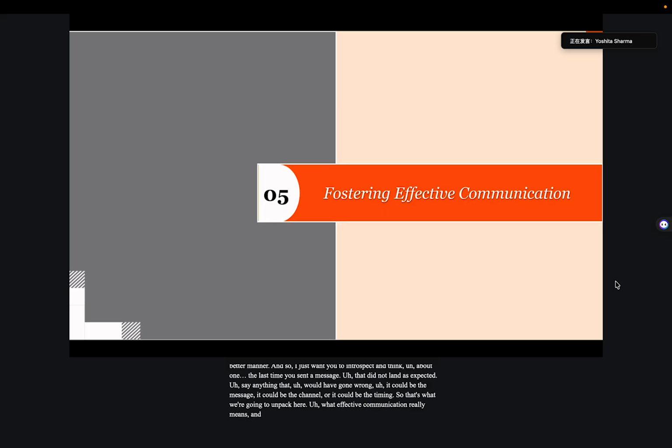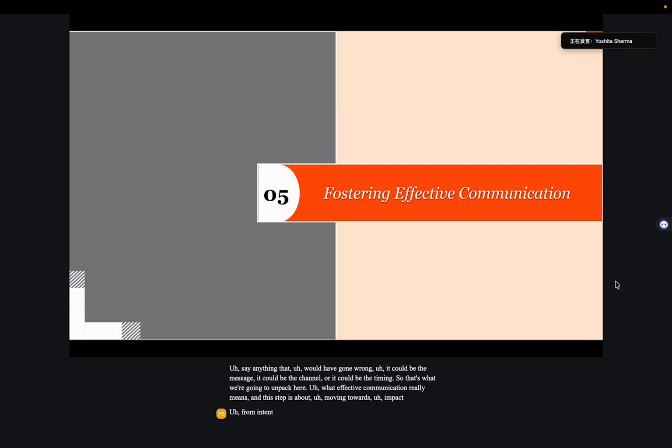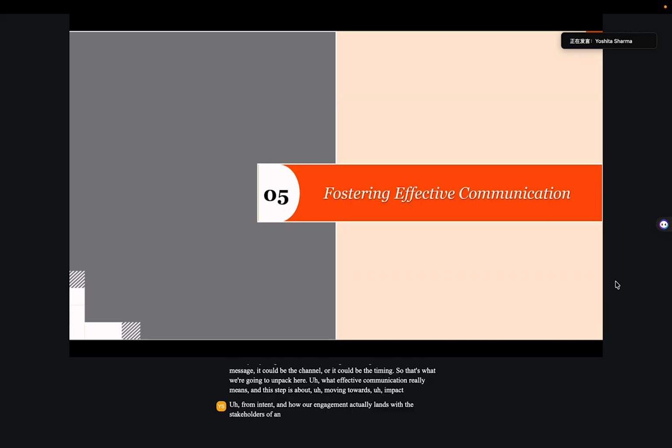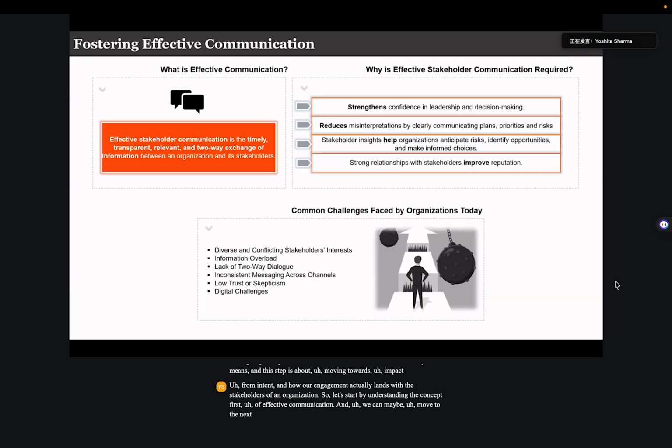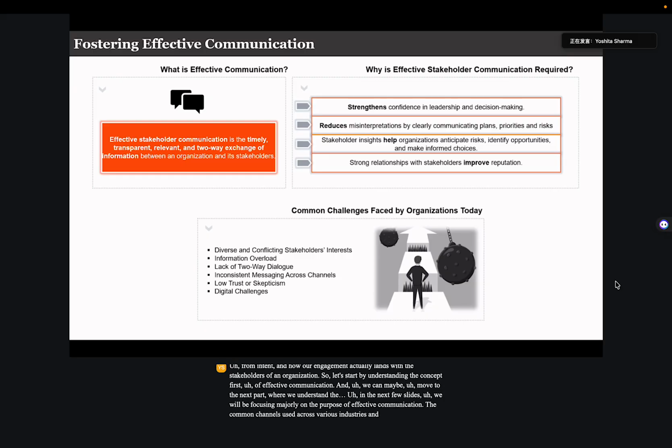And this step is about moving towards impact from intent, and how our engagement actually lands with the stakeholders of an organization. So let's start by understanding the concept first of effective communication. And we can maybe move to the next part, where in the next few slides we will be focusing majorly on the purpose of effective communication, the common channels used across various industries, and the strategies that we'll understand from you as well.